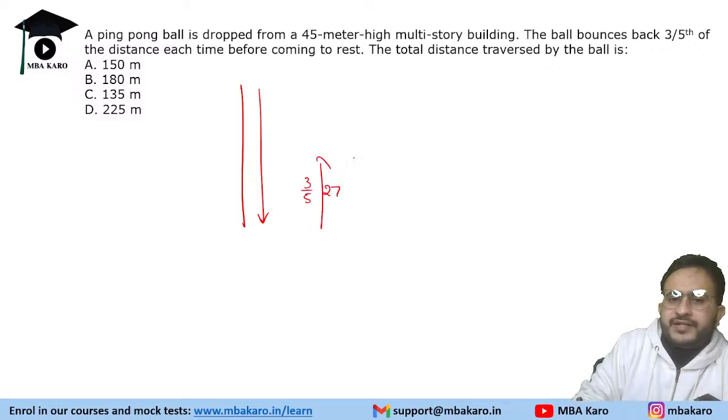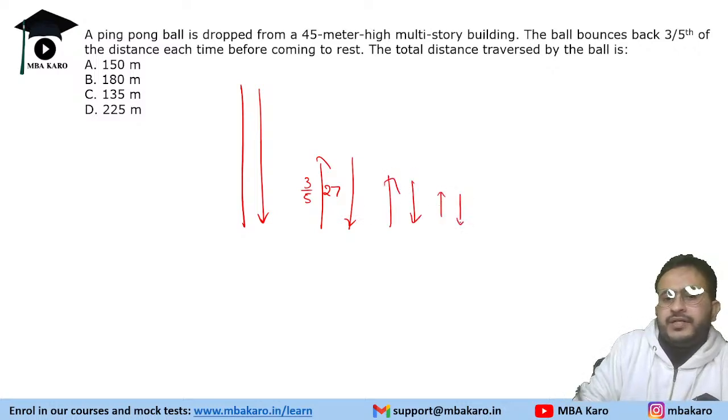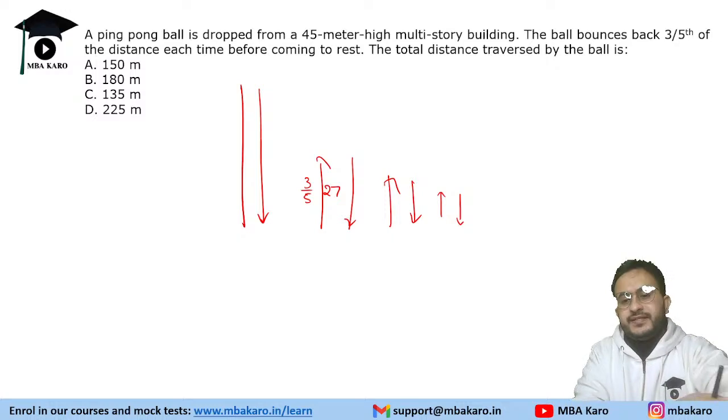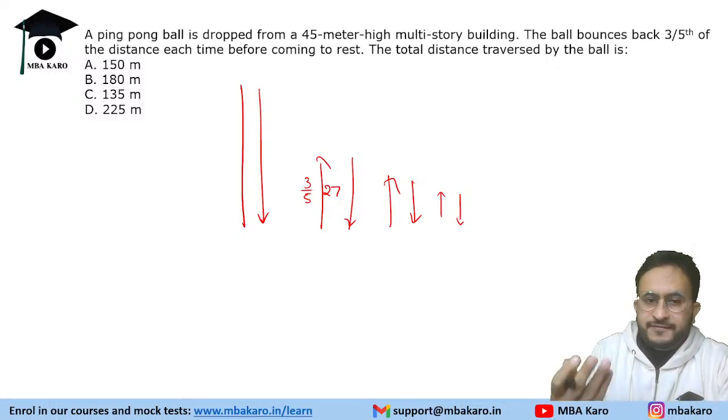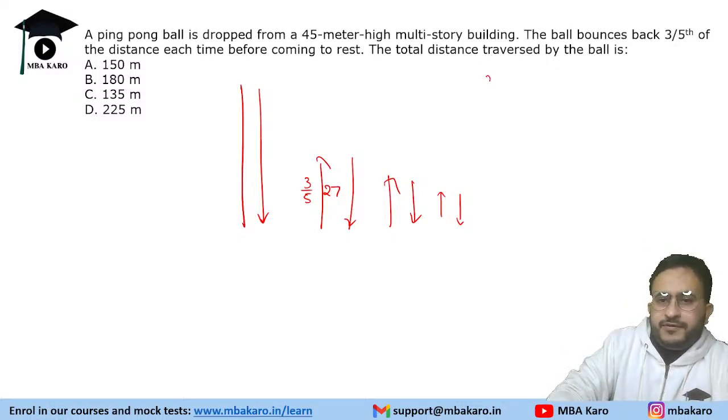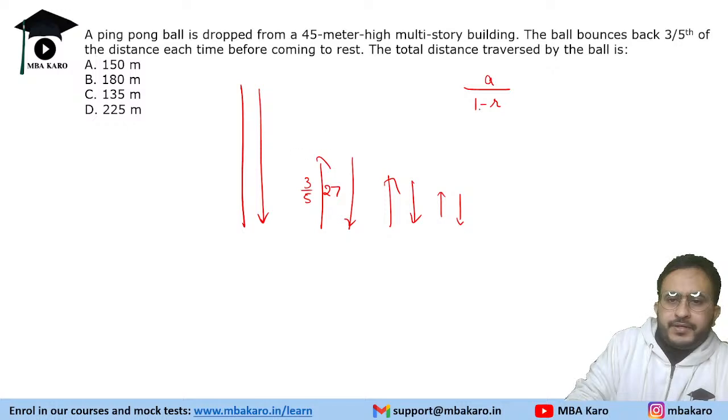That is 27, and then it will go down and then bounce up, down, right? So in this case, how do we solve it? If we have an infinite GP, the sum of an infinite GP is A upon 1 minus R. Now what is happening is it is bouncing two times: up, down, up, down, up, down. So we multiply by two.